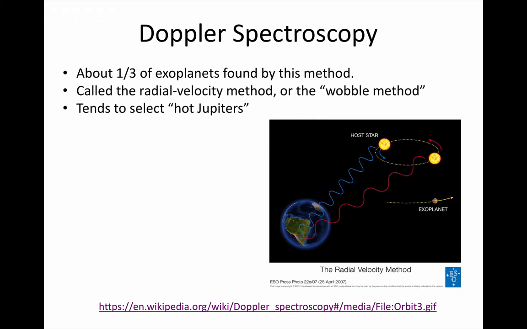Now, about a third of exoplanets have been found by this method, but it has what we call a selection bias, which means that it doesn't really pick out all kinds of planets that can exist. What it tends to find is the ones that they call hot Jupiters, and that means planets that are very close to the star, so they're very hot, and planets that are very, very large, about the size of Jupiter, because these are the ones that will make the most obvious wobble in the star that they're orbiting.